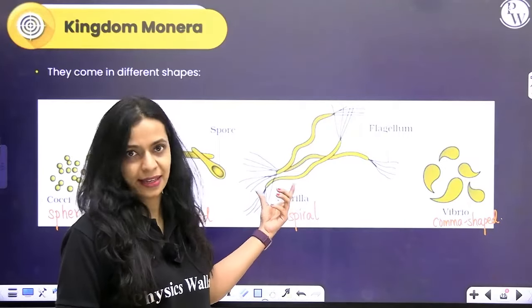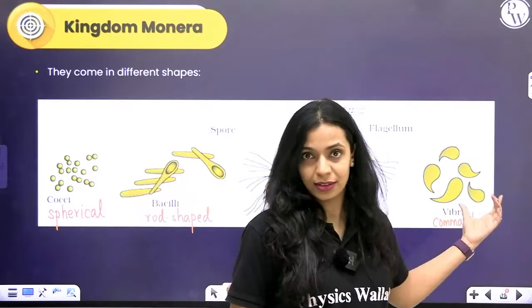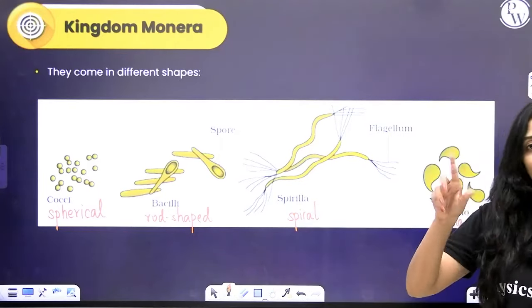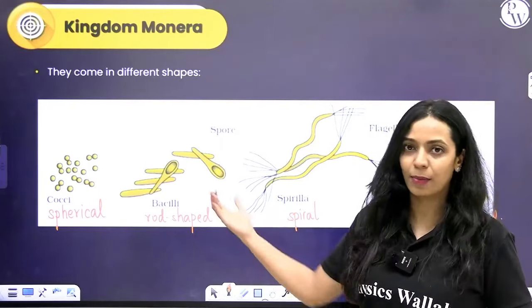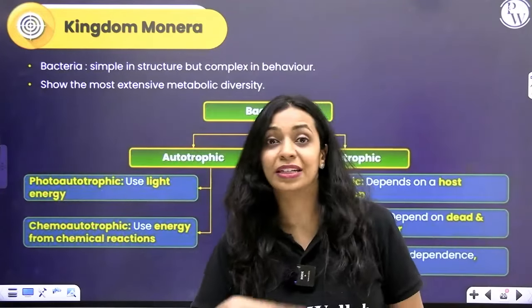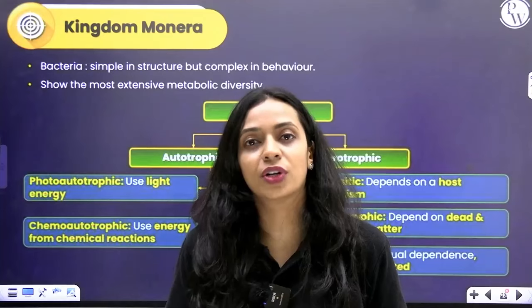So, that is the example. Vibrio cholerae, the bacterium that causes cholera, is an example of a comma-shaped bacterium. Okay, so bacteria can come in these different shapes. Now, let's talk about how different the mode of nutrition is in bacteria.